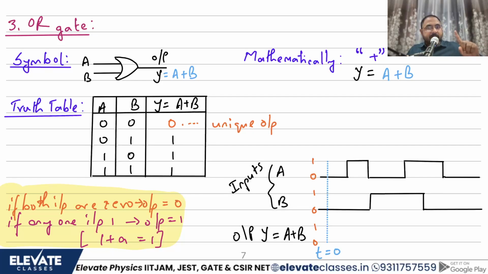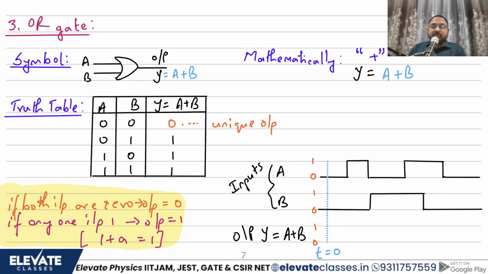One door open, alarm is on. 2 doors open, alarm is on. 3 doors open, alarm is on. 4 doors open, alarm is on. And in some cars, even if your boot, the trunk behind, is open, even then you will have the alarm on. So you have an OR gate in these kinds of scenarios. I hope you've understood what an OR gate is.